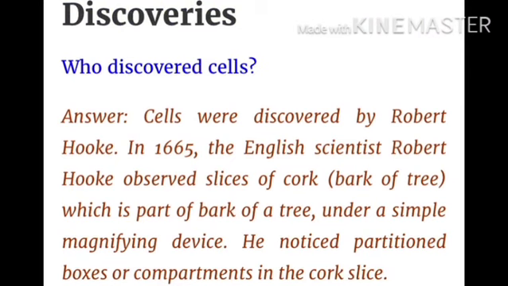Now, an important question arises. Who discovered the cell? Cells were discovered by Robert Hooke in 1665. The English scientist Robert Hooke observed slices of cork, which is part of the bark of a tree, under a simple magnifying device. He noticed partitioned boxes or compartments in the cork slice.